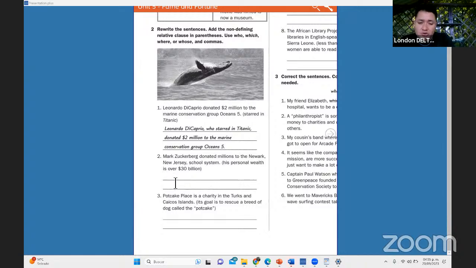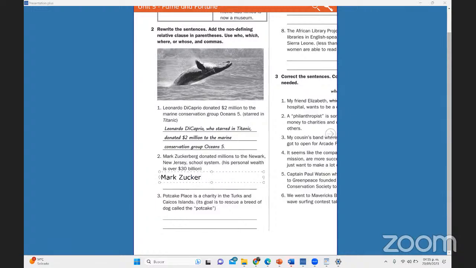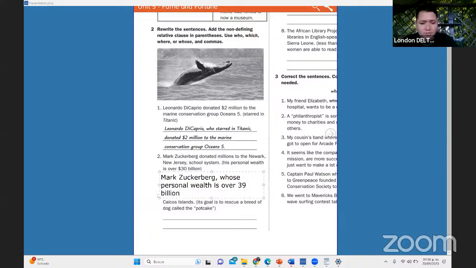So Uriel, could you help me please with number 2? Let's write a sentence with a non-defining relative clause. Mark Zuckerberg, whose personal wealth is over $30 billion, donated millions to the Newark, New Jersey school system. Very good. So you use correctly the relative pronoun whose, because it's a possessive. You say his personal, but here you say Mark Zuckerberg, cuya riqueza personal.